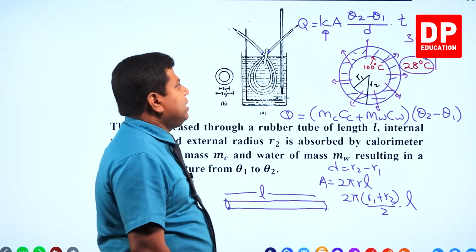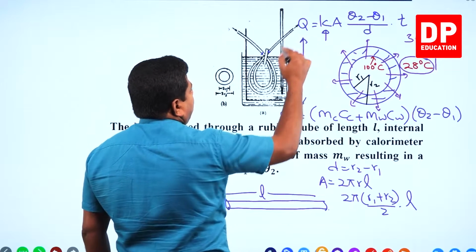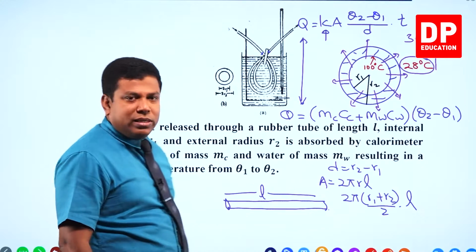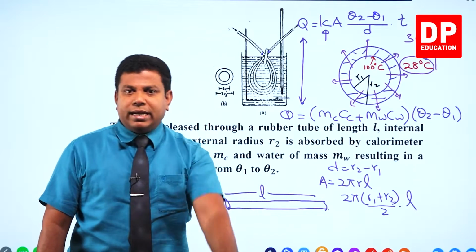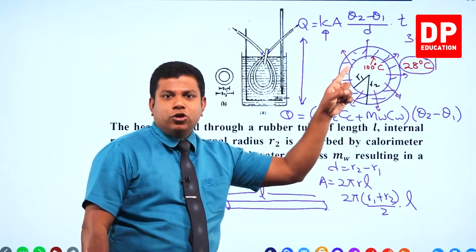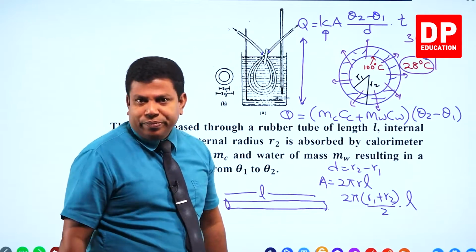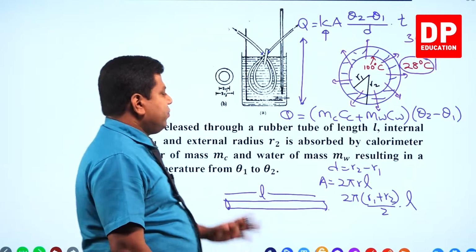Right. So, with these readings, we can equate both. Heat released through the rubber tube is equal to the heat gained by water and calorimeter. Equate them. All the readings are known. Only K is going to be the unknown. You can find K. Clear? This is what we do.